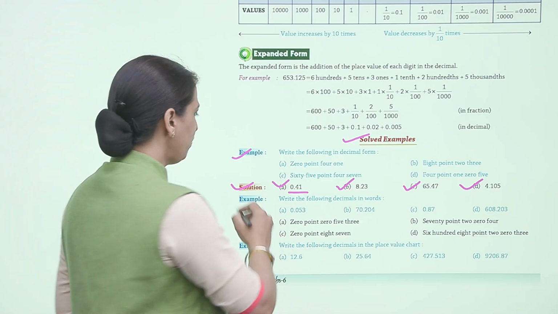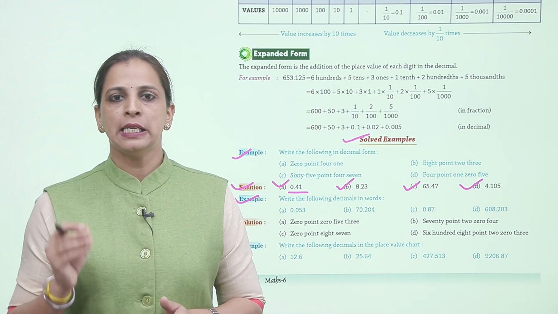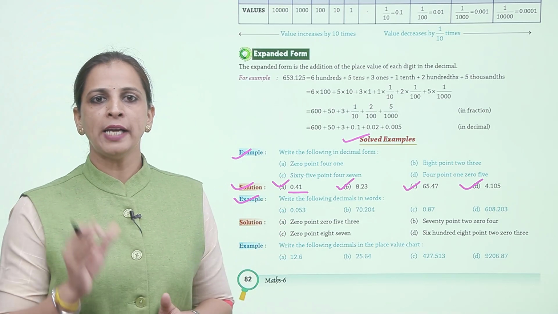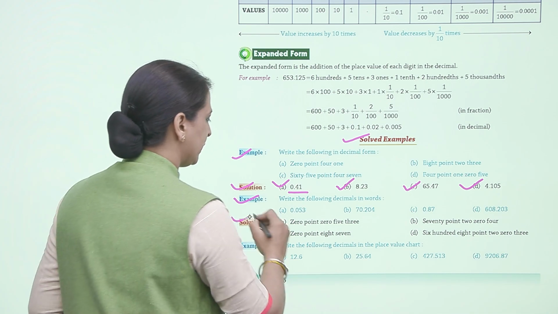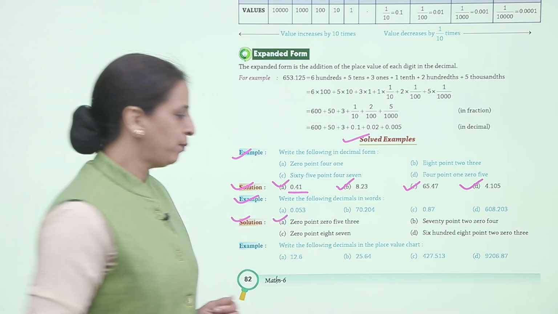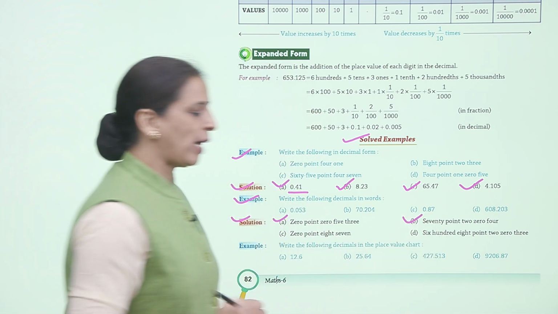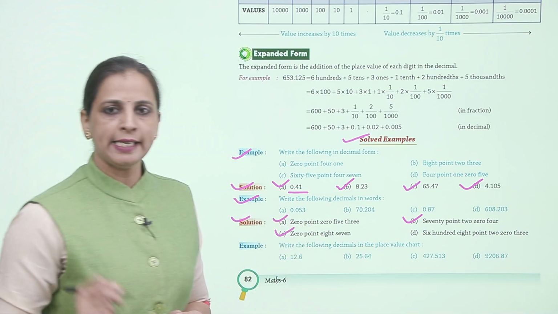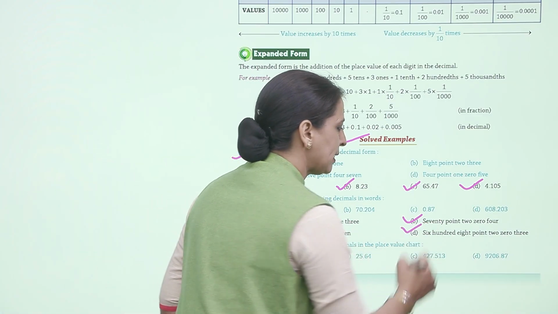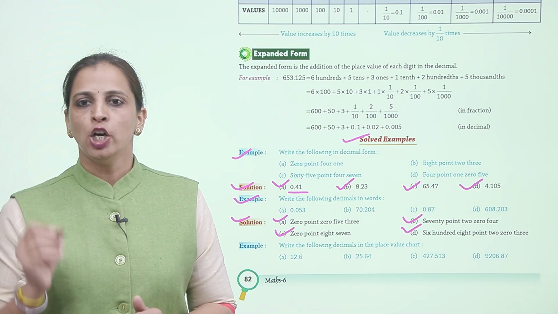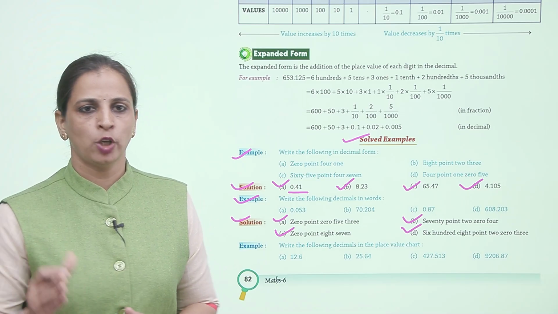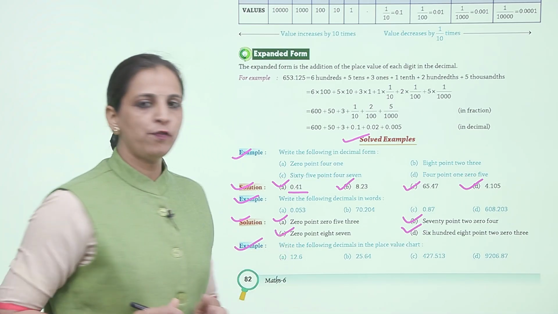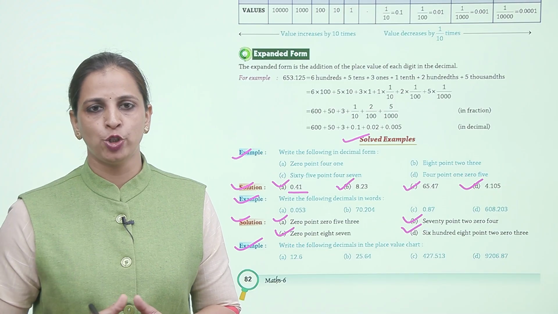Now, next example, write the following decimals in words. A, 0.053. Solution करते हैं. 0.053. B is 70.204. C is 0.82. D is 608.203.